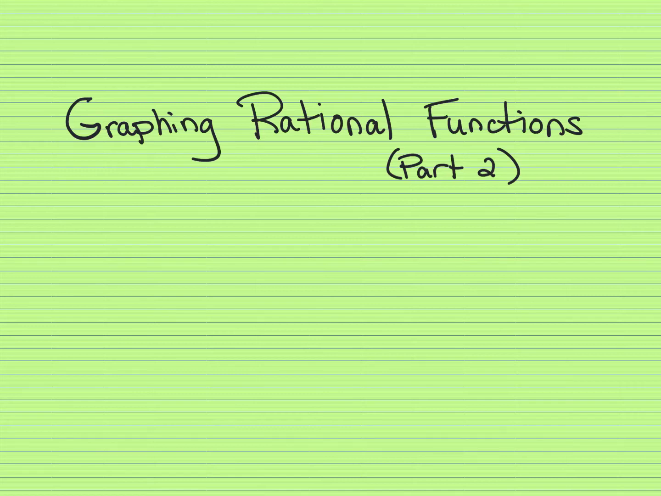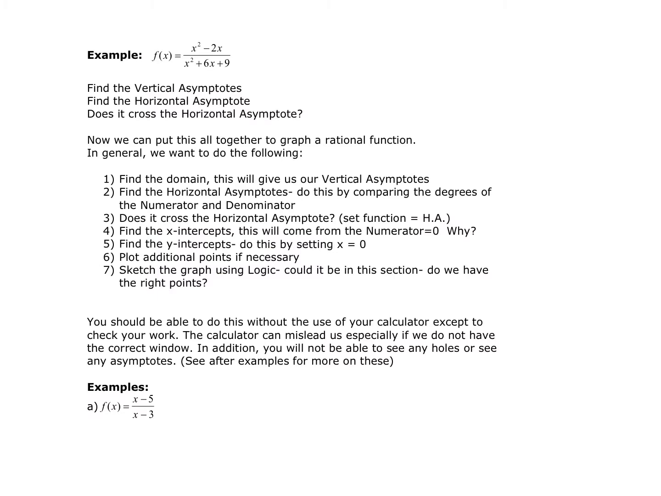In this video, we will graph rational functions. If you have not watched part 1 of this video, I suggest you do so now. So we've already talked about vertical and horizontal asymptotes and whether or not a function crosses the asymptote. So now, with this information, we can put it together to graph a rational function.